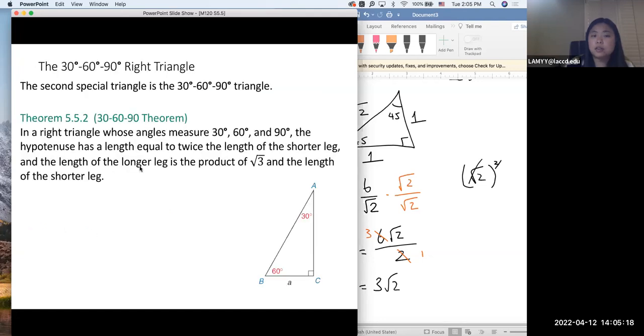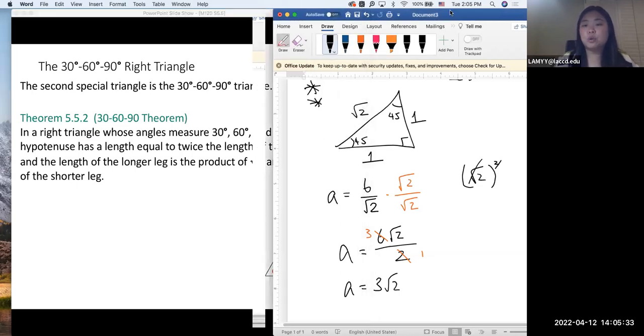And then they say the length of the longer leg is the product of the square root 3 and the length of the shorter leg. So square root 3 times the shorter length. So square root 3 here. So from theorem 5.5.2, I could draw the triangle.